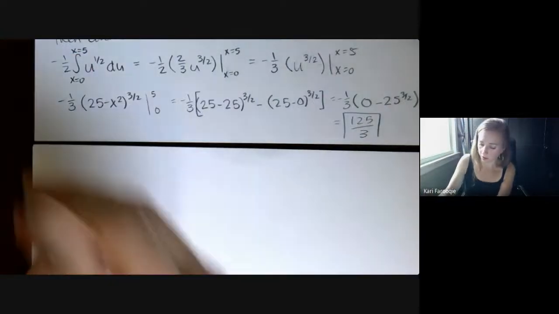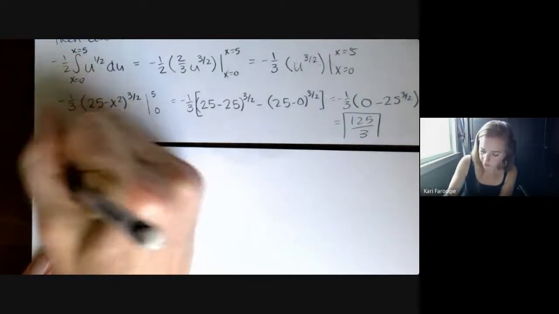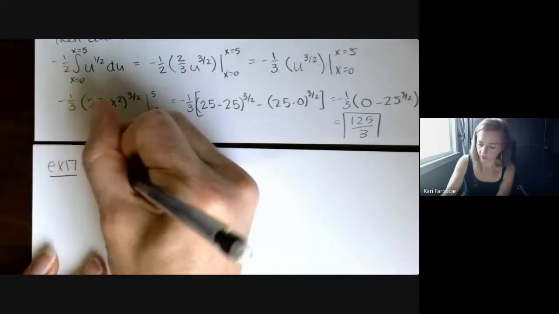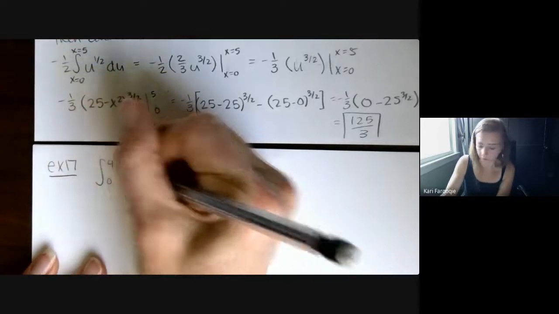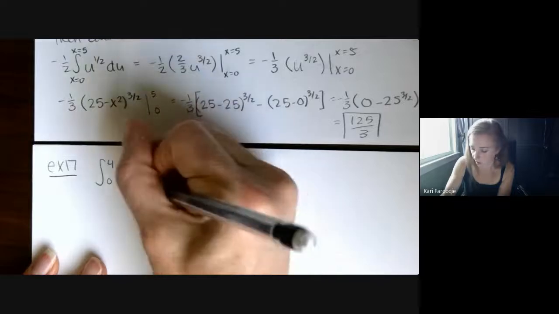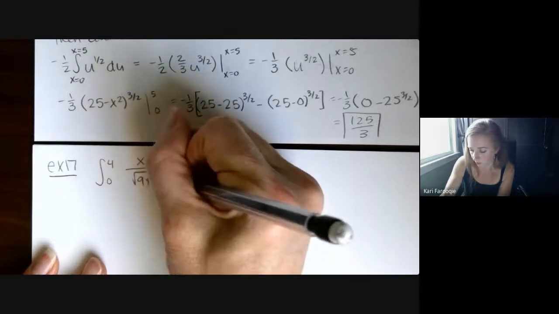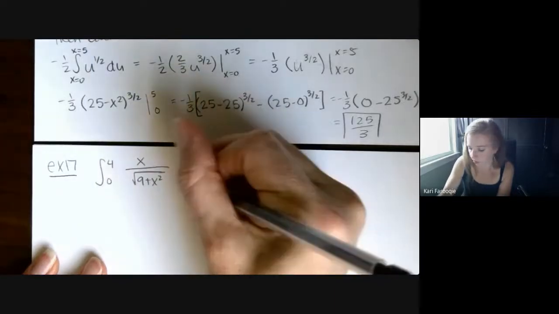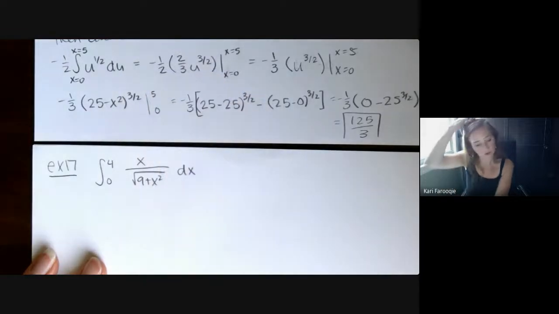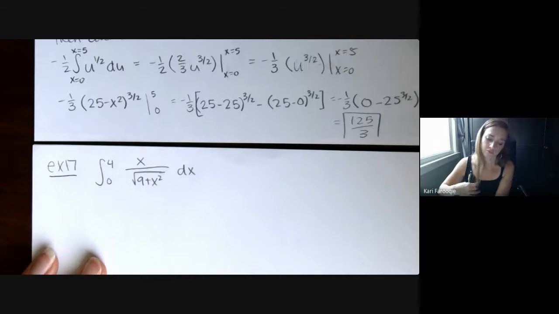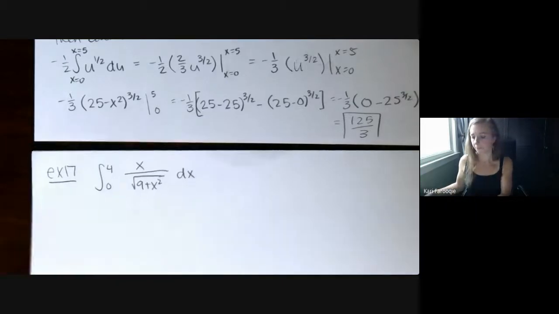Okay, so let's look at another one of these. We'll do example 17. So this is the integral from 0 to 4 of x divided by the square root of 9 plus x squared dx. And this is very similar to the last example. I considered skipping it, but it's pretty short, so we might as well just do it as a little bit of reinforcement.